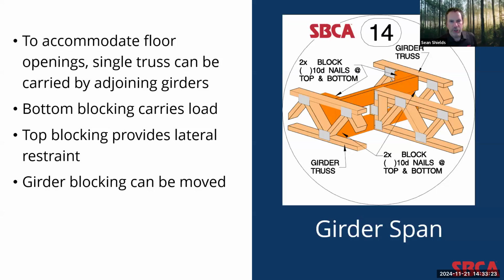So this is a little bit of an unusual detail, but it shows a situation that would accommodate an opening in the floor for something like stairs. You can use a detail like this to distribute the end load of a truss to two adjoining girder trusses. As you can see in this detail, the bottom block member will carry the load and will need to be sized appropriately depending on the span of that truss and the forces running through it. And the top blocking will provide lateral restraint.